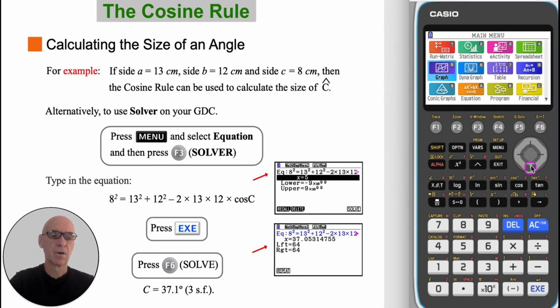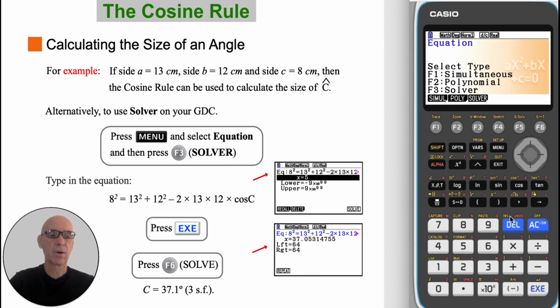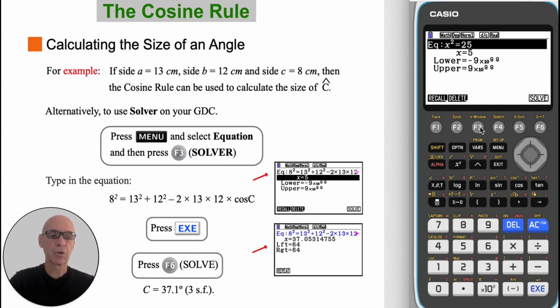To do this, on the calculator, select Equation, press F3 for Solver and type the equation in. So that's 8, pressing the squared button, pressing Shift to access equals, and then 13 squared plus 12 squared, and then subtracting 2 multiplied by 13 multiplied by 12 multiplied by pressing the cos button and the x variable button to represent C. Pressing execute to enter the equation and F6 to solve the equation.